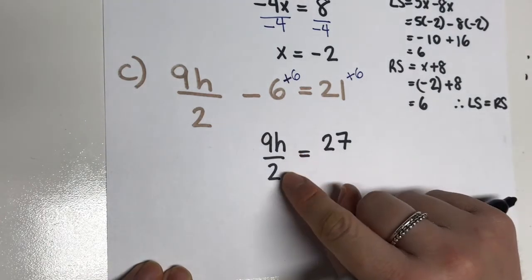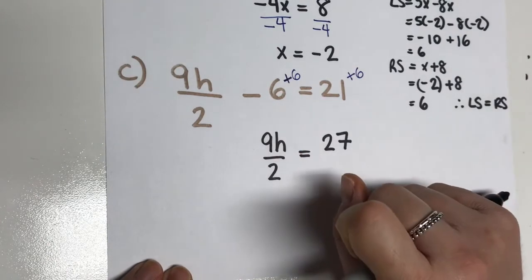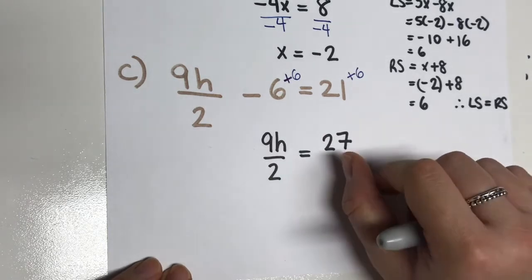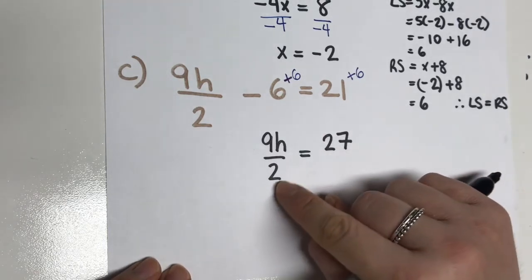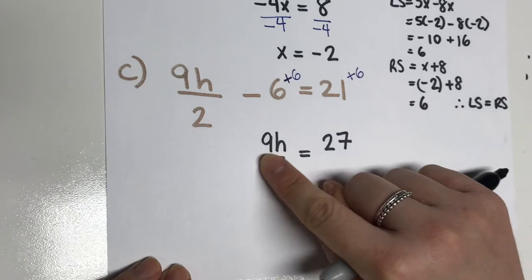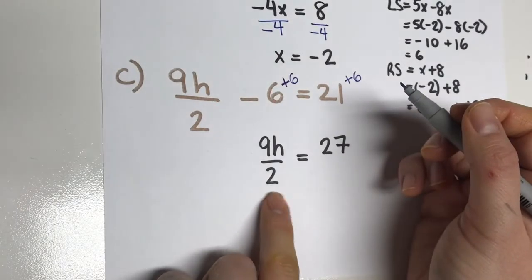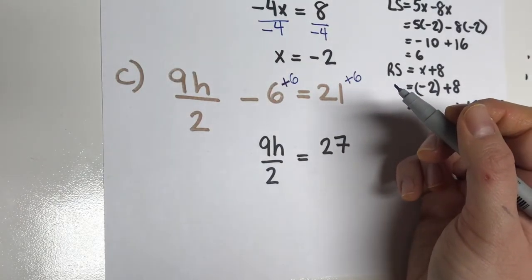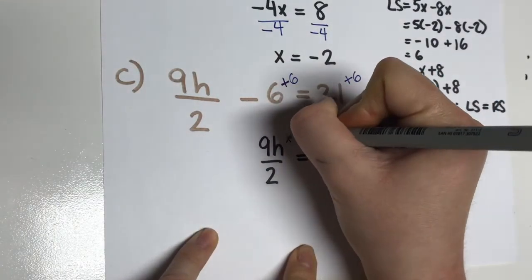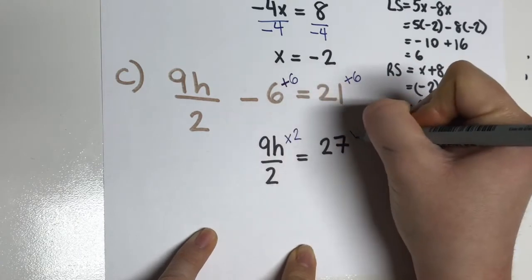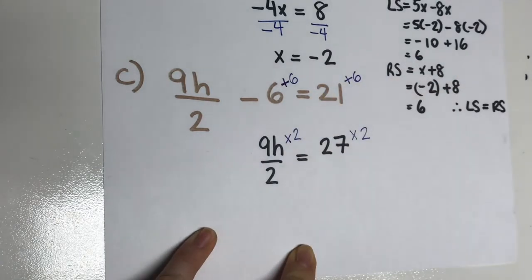Now, the h is being divided by 2 and multiplied by 9. You can really do it in either order. I like to get rid of this first, to get rid of the fraction. The opposite of dividing by 2 is multiplying by 2, so I'm going to multiply both sides by 2. Whatever you do to one side, you do to the other.